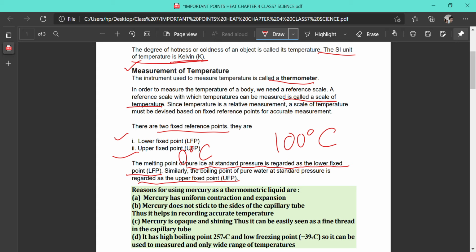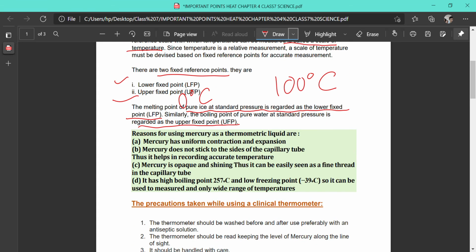Okay, so we should focus on the clinical thermometer. The clinical thermometer is mainly made of glass, and nowadays you can find a digital one also. But if we talk about the previous type, in the glass thermometer there is a bulb, and the bulb contains a liquid metal. What is the liquid metal called? The liquid metal is mercury, and due to its useful properties, mercury has been used in the thermometer as a thermometric liquid. The reasons for using mercury as a thermometric liquid are as follows.